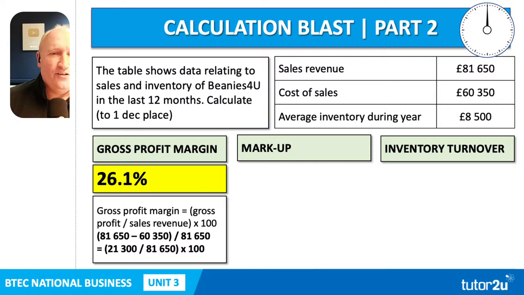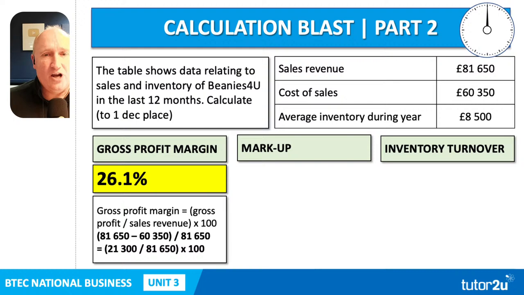So the gross profit margin, don't forget we need to work out gross profit. That's sales revenue less cost of sales. So £21,300. We express that as a percentage of sales revenue. Always multiply by 100 and show as a percentage. So 26.1%.